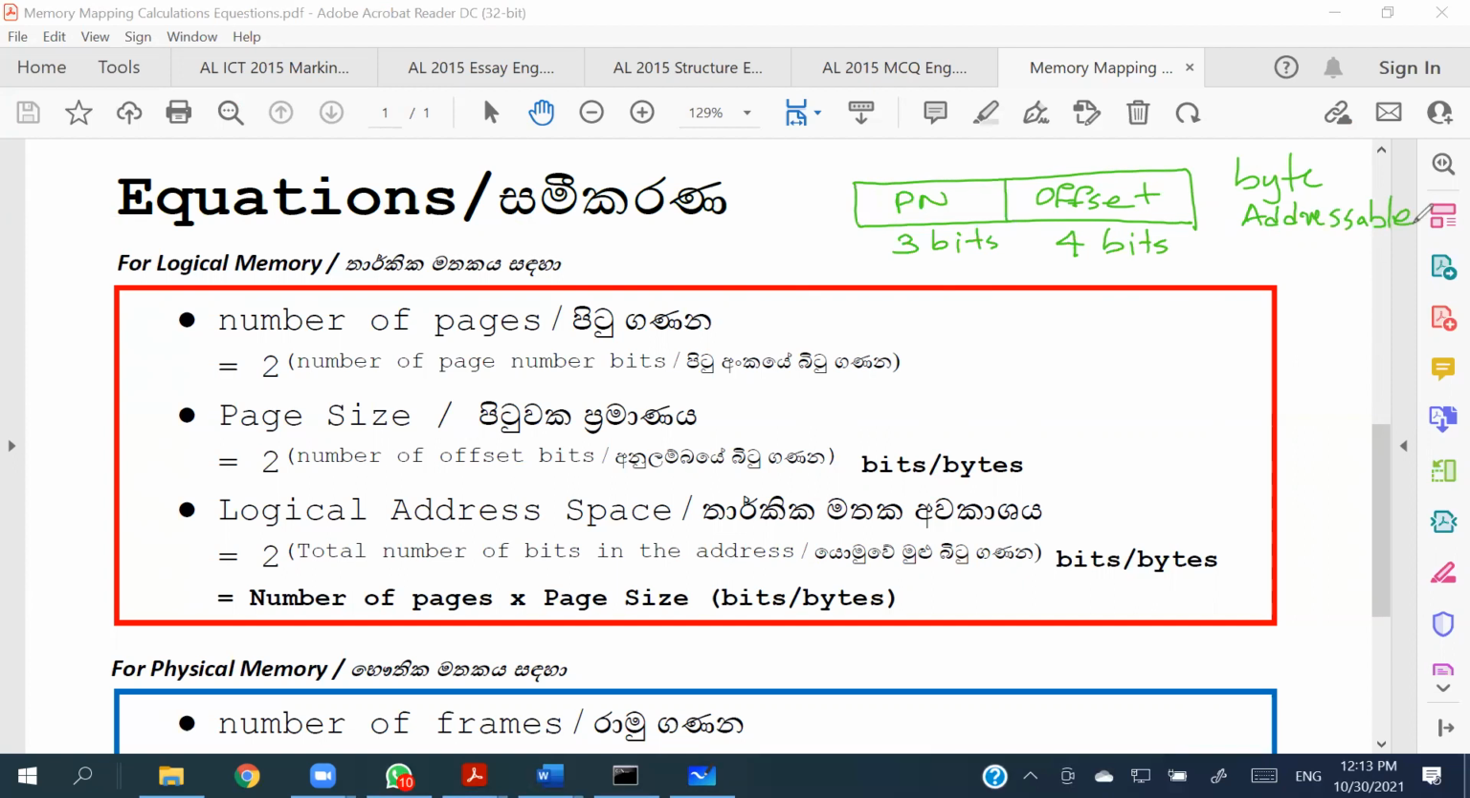Right? Now, if I ask, how many pages are there in this logical memory? So this is the logical address. I want to know how many pages are there in the logical memory that uses this particular logical memory address. So you can use the first equation to find that. Okay, tell me the answer. How many pages are there in the logical memory? Very good, Lalindi. That is the answer. Yes, others?